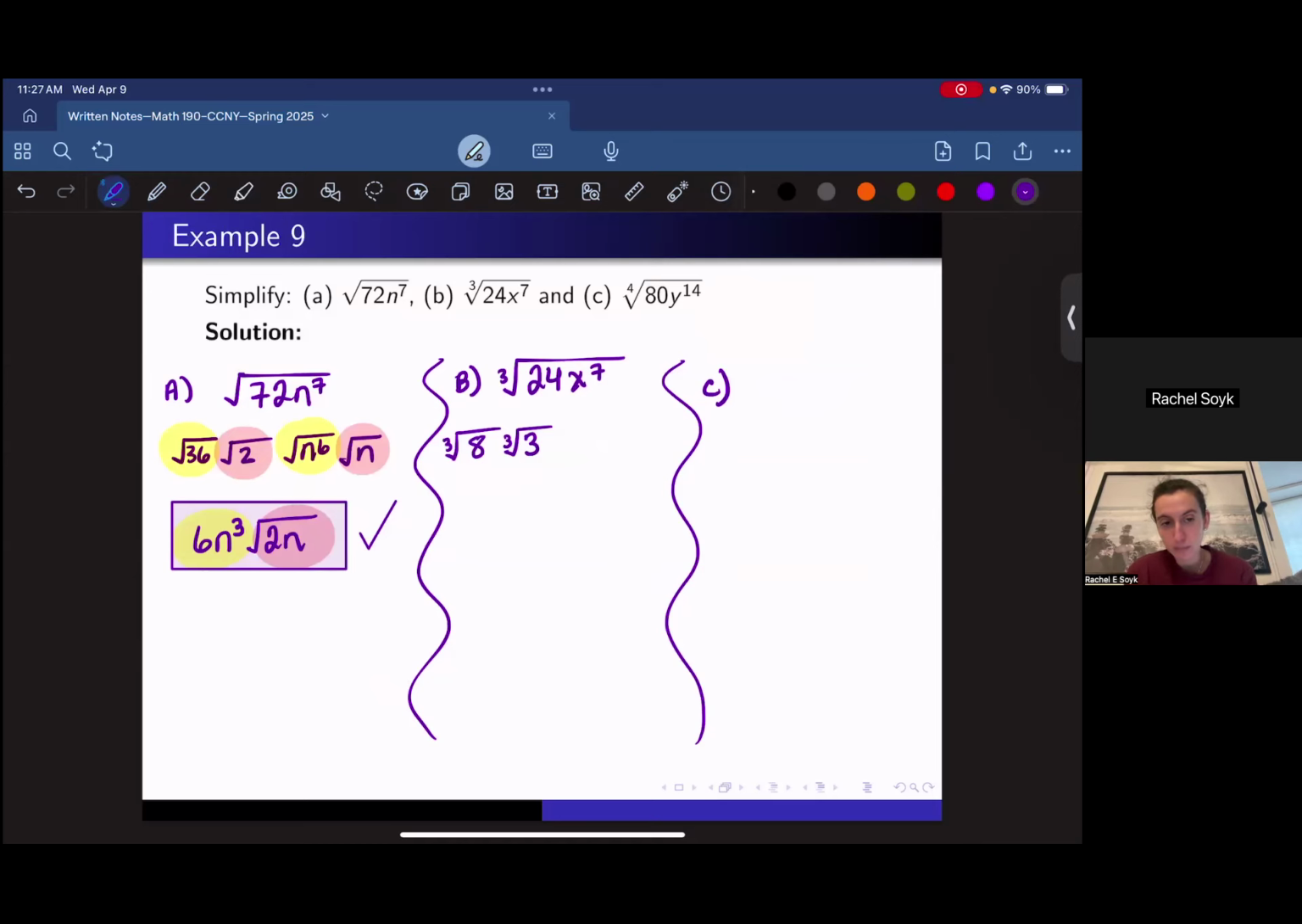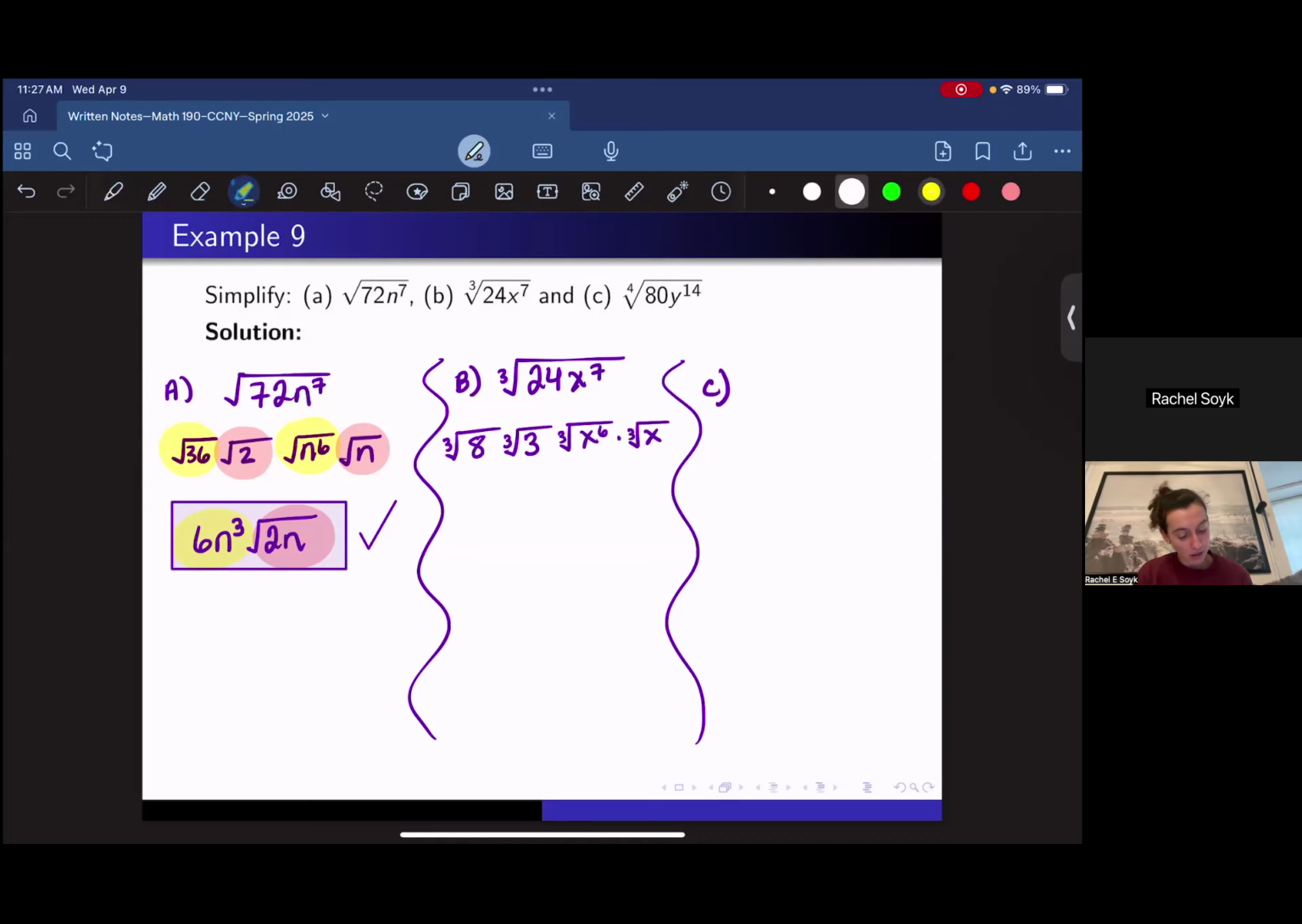Now, cube root of 3 cannot be simplified further, right? What times what gives you 3? It's a number between 1 and 2, closer to 1. But let's look at our variable. We have x to the 7th power. Let's break this up. We can break this up into the cube root of x to the 6th times the cube root of x.